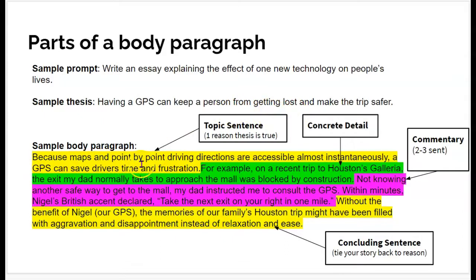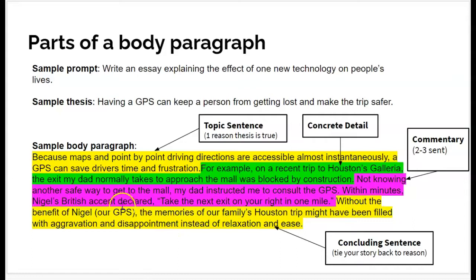Because maps and point-by-point driving directions are accessible almost instantaneously, a GPS can save drivers time and frustration. Okay, so one reason it's true. For example, my concrete detail can start with that. On a recent trip to Houston's Galleria, the exit my dad normally takes to approach the mall was blocked by construction. Okay, so a specific example. Now I've got to give them some commentary about it. Not knowing another safe way to get to the mall, my dad instructed me to consult the GPS.